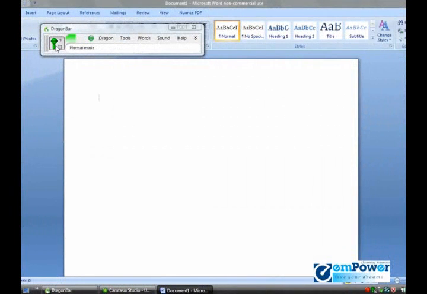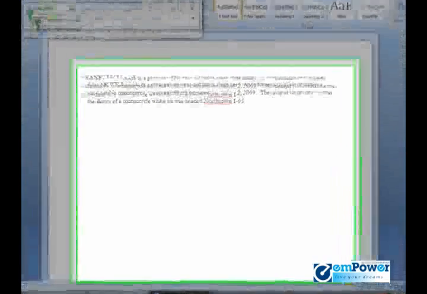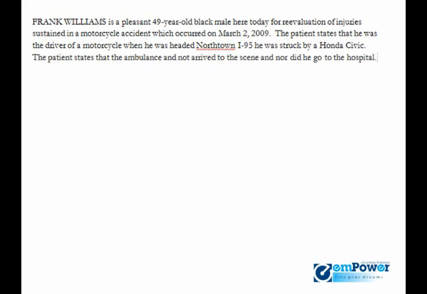Frank Williams is a pleasant 49-year-old black male here today for reevaluation of injuries sustained in a motorcycle accident which occurred on March 2, 2009. The patient states that he was the driver of a motorcycle when he was headed northbound on I-95. He was struck by a Honda Civic. The patient states that the ambulance had not arrived to the scene, nor did he go to the hospital. The patient describes the pain in his right leg as a 7 on a scale of 1 to 10.